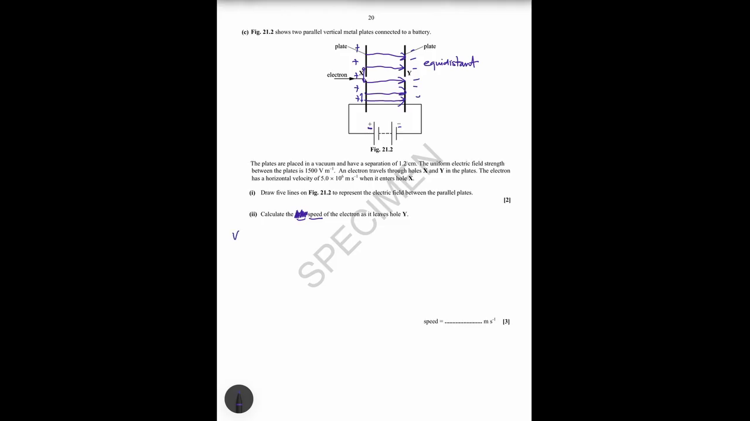What have I got? It says a separation of 1.2 centimeters, so I've got some kind of distance in there. It's in centimeters here, so I've just got to be careful that I do a conversion now in case I forget later. I've got an electric field strength, so I'm going to write down E.